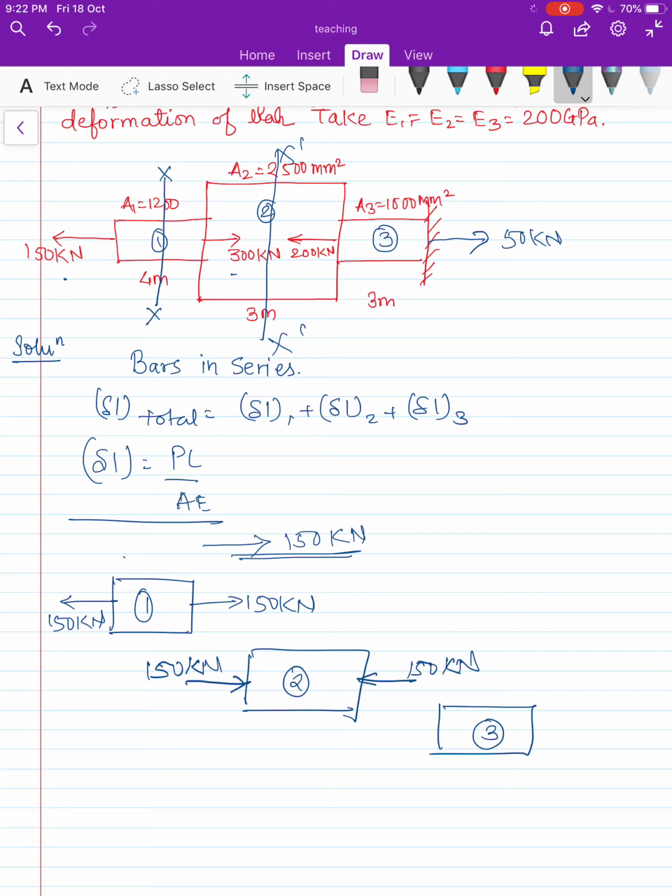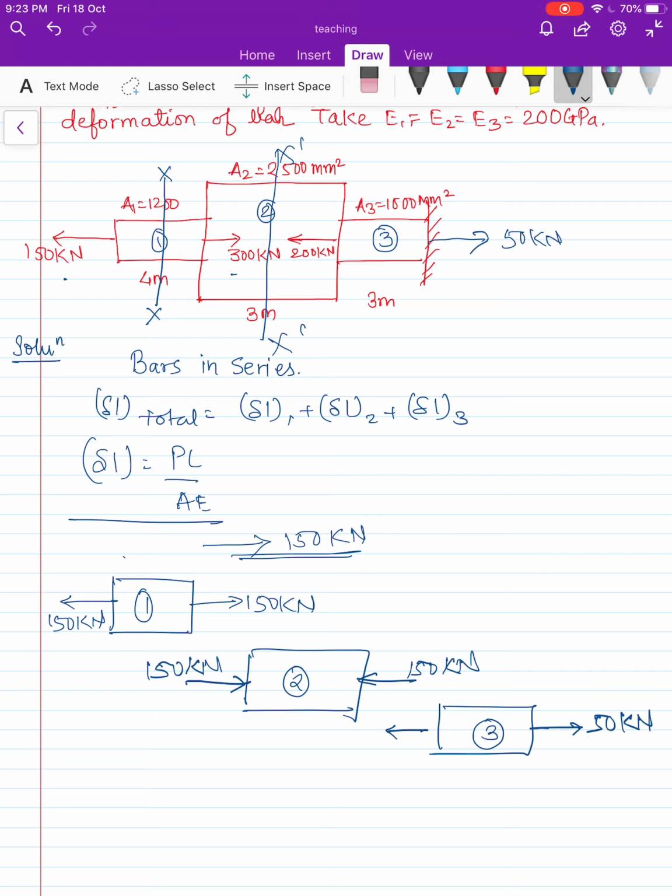If you try to approach this problem from the right hand side as well, you will again get, see, from the right hand side there will be two forces. One is 200 kilonewton going leftward and 50 kilonewton rightward. So the resultant of it will be again 150 kilonewton leftward, and it will show the effect of compressive nature on the second block. Similarly, we will try to calculate the forces on the third bar.